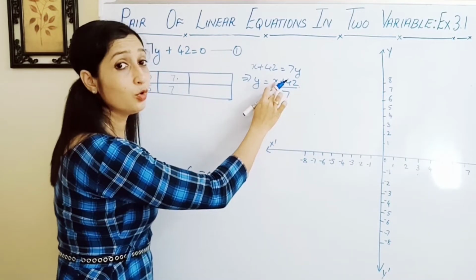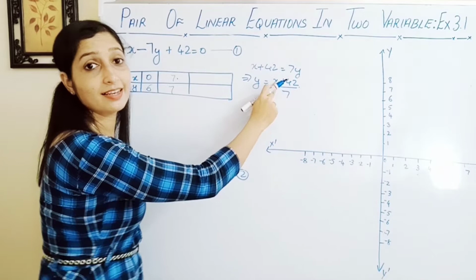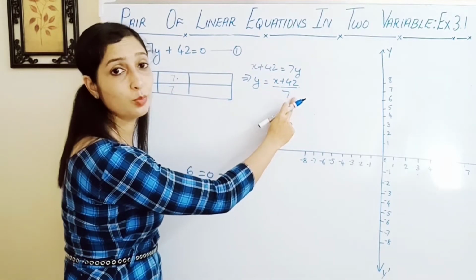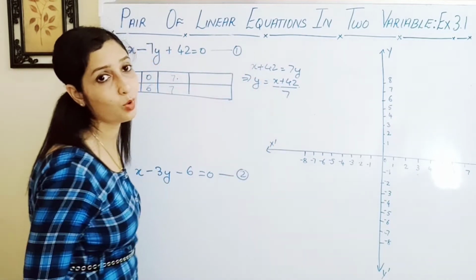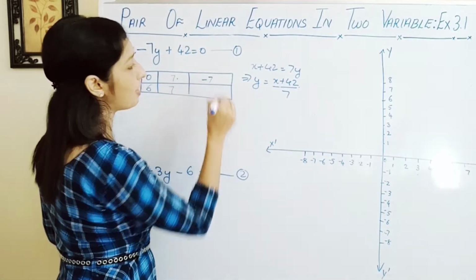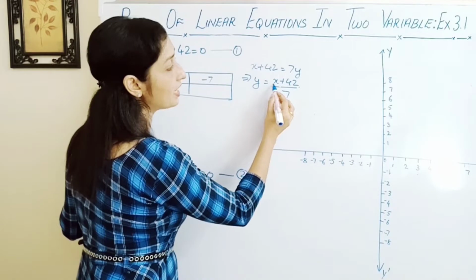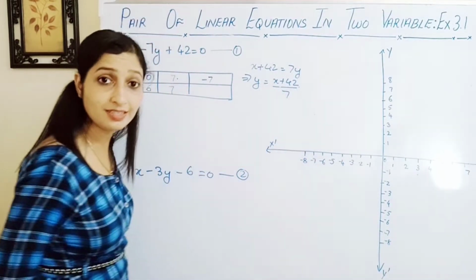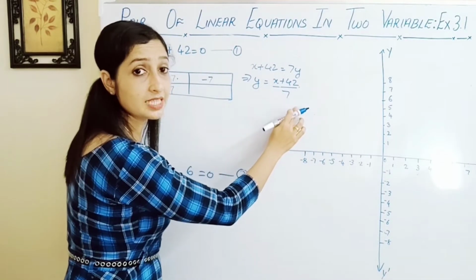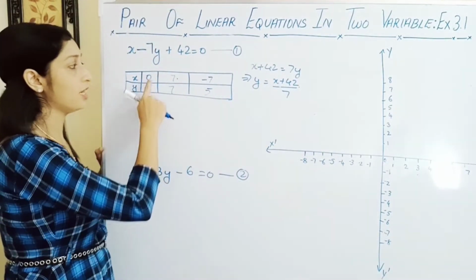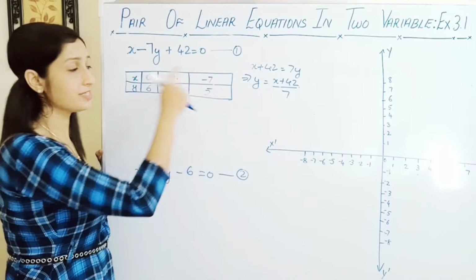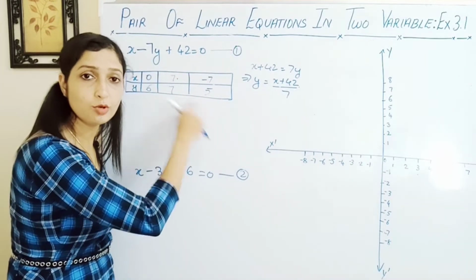Now what value of x should I take next so that I can easily divide it by 7? Now if I take minus 7, what happens when x is minus 7? I get minus 7 plus 42, that is 35. 35 by 7 is 5. So now I have got the solution set. With 3 different values of x, I have found the corresponding values of y.